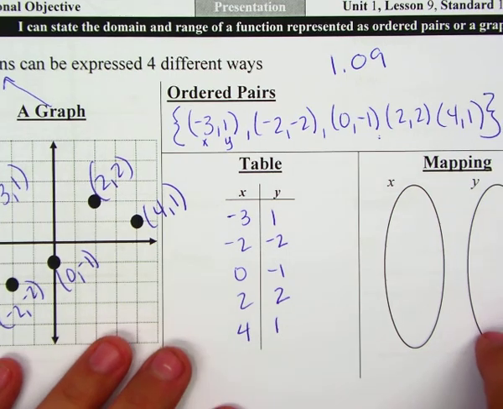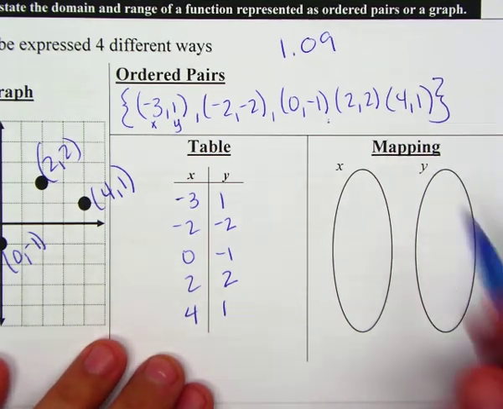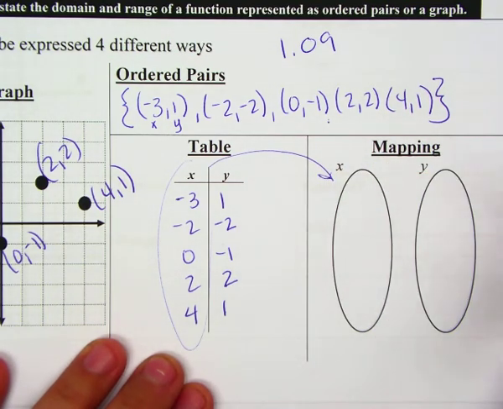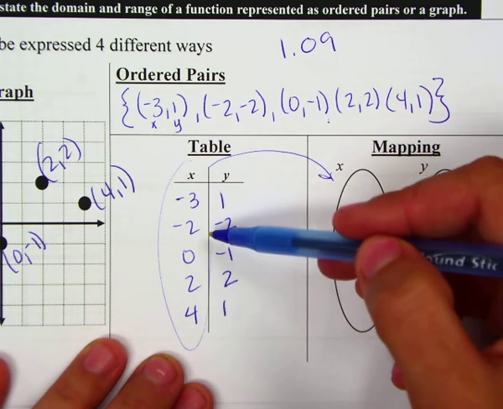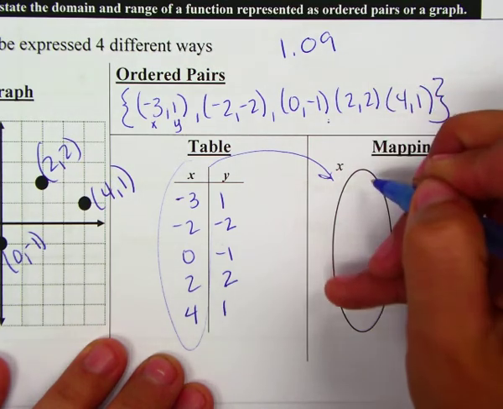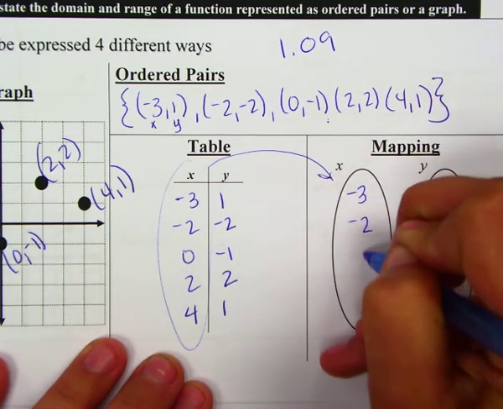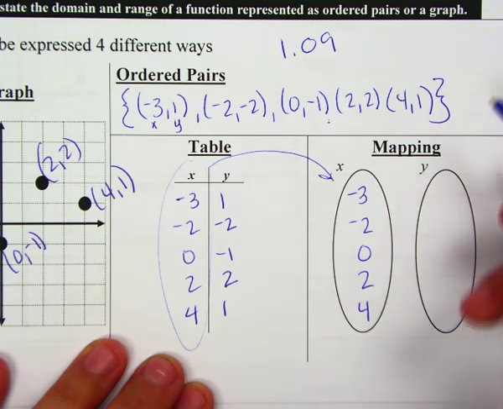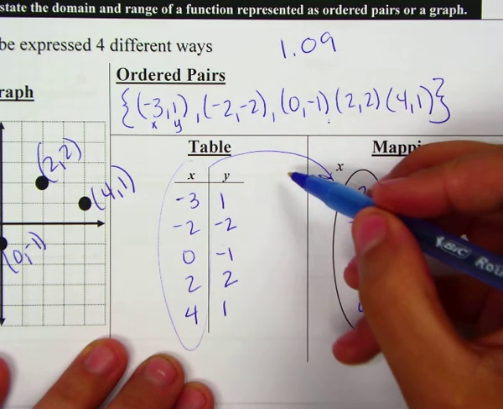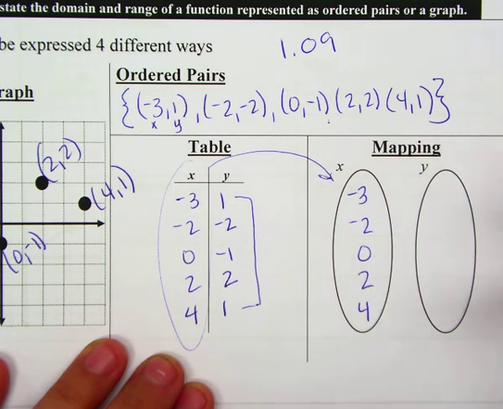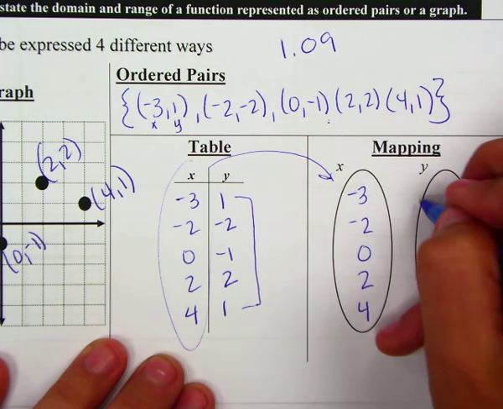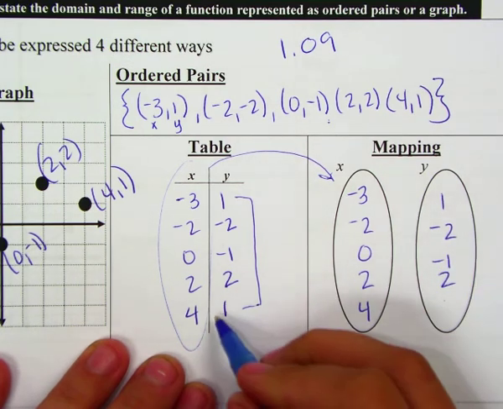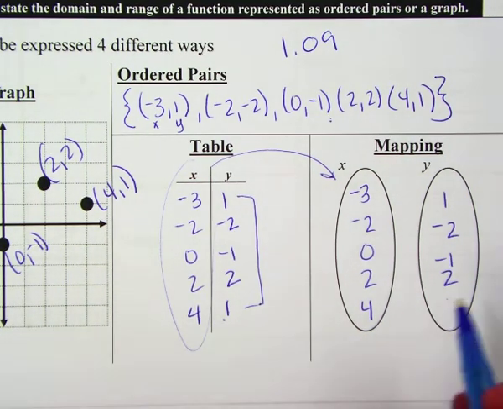Now mapping is new. Mapping is kind of cool. All I do is I take my x values and I rewrite them in this bubble. However, if one of them repeats, I'll only write it once. So I'll rewrite negative 3, negative 2, 0, 2, and 4. The y values are going to go in the y bubble, except again, because the 1 repeats, we're only going to write it once. 1, negative 2, negative 1, 2. And again, that repeats, so I only write it once.